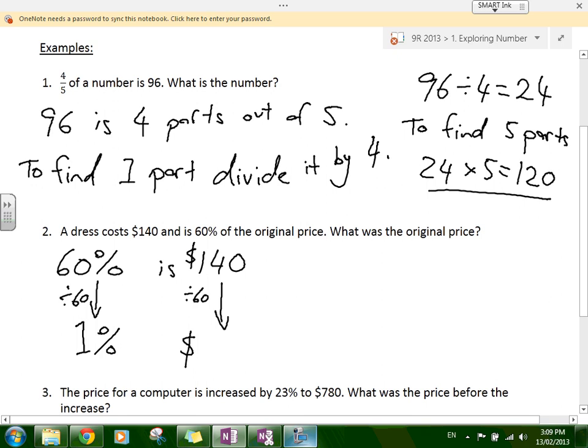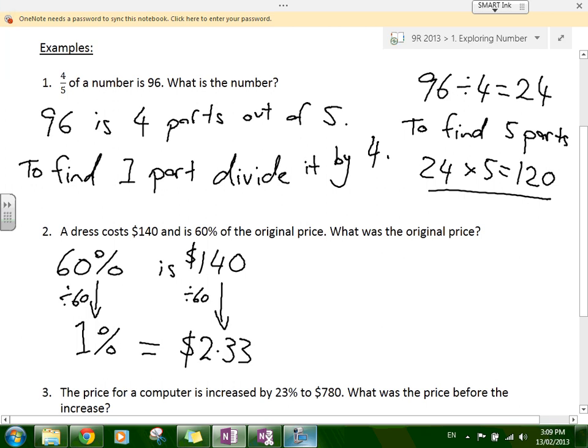So I get 2.3. So we'll just get back to this quickly, and then I'll talk about the other one, answer any questions. So $2.33, that's what 1% equals. 1%, that's right.